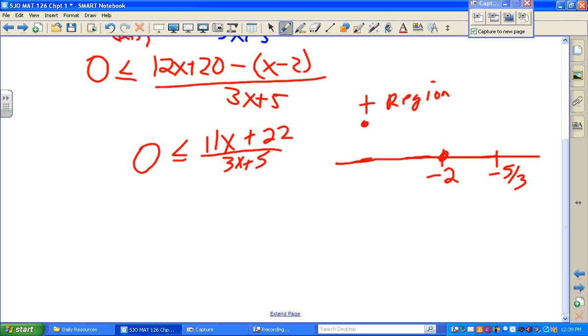Oh, test numbers. Negative 10. Negative region, right? Or I'm sorry, negative divided by negative, so it turns out to be a positive region. What's the number between negative 2 and negative 5/3?